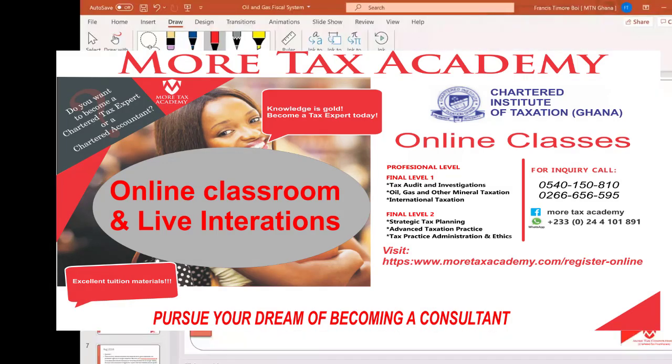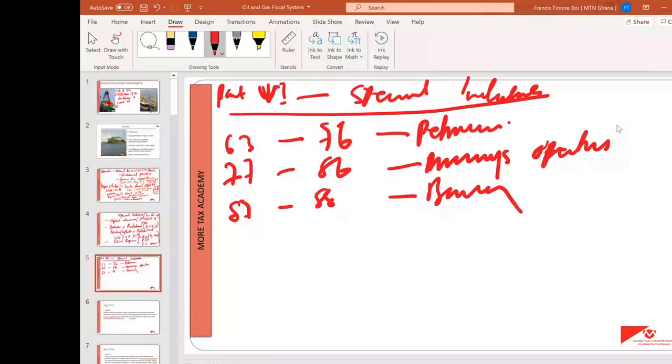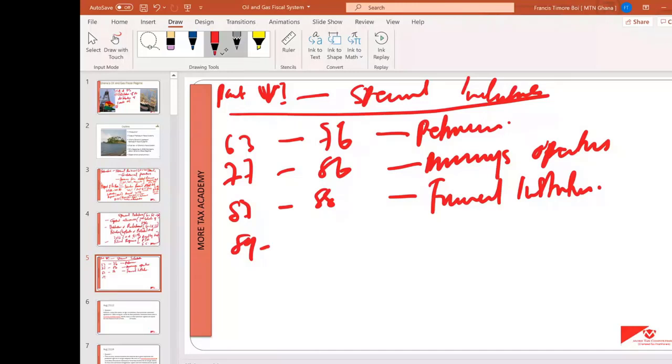Good. Financial institutions. So, assuming that we take you to Barclays Bank, a financial institution, we expect you to know something about that. Then 89 to 92 deals with what? General insurance business. Yes, insurance.